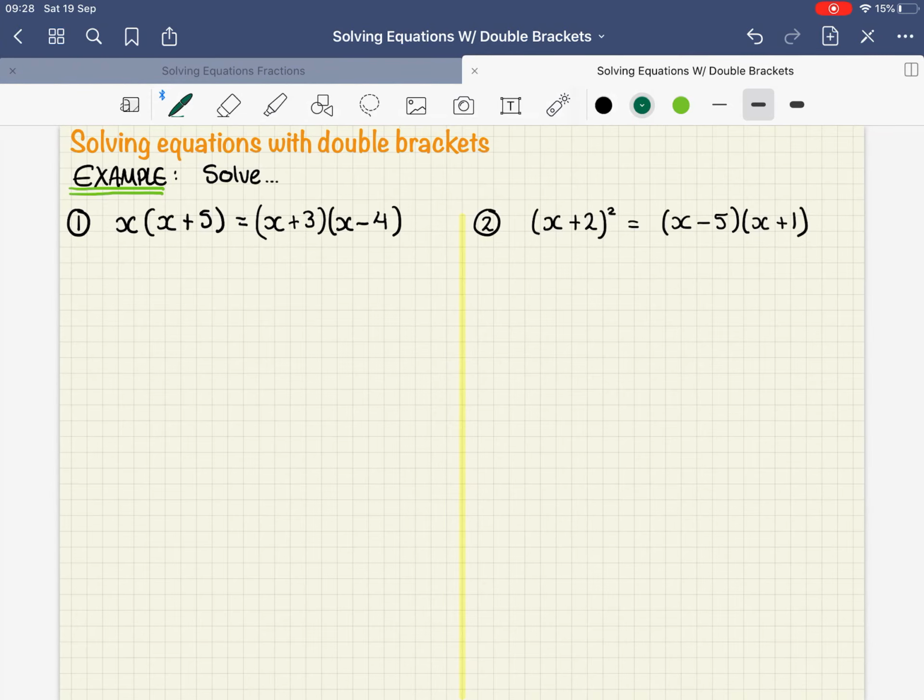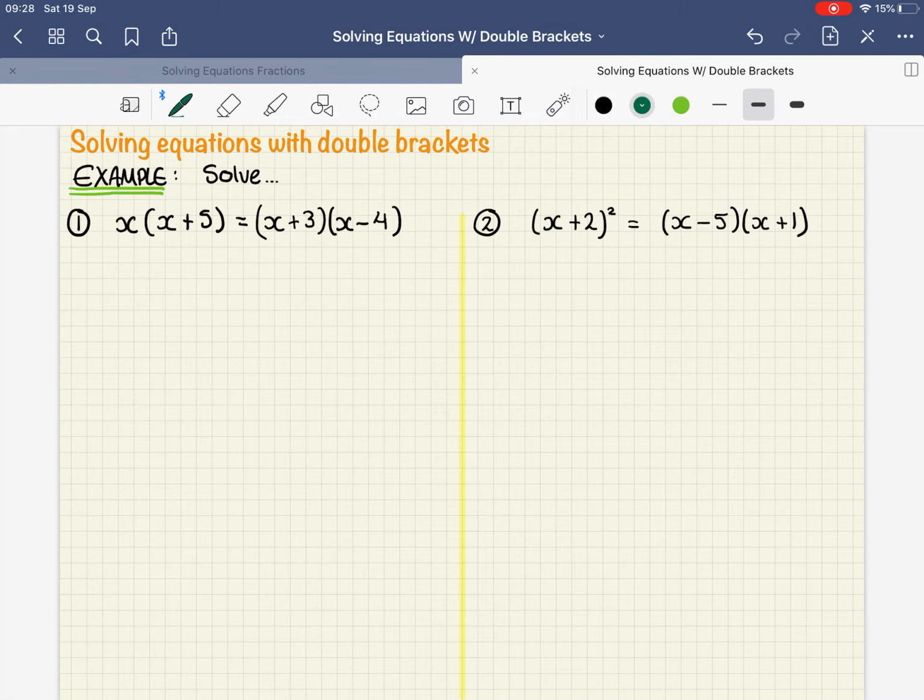Alright, so here's the next little bit of solving equations. This time we're going to be dealing with some double brackets. I've got 3 questions total to look at, so let's hop straight to it. So this first one, I've got solve x bracket x plus 5 equals x plus 3, x minus 4.